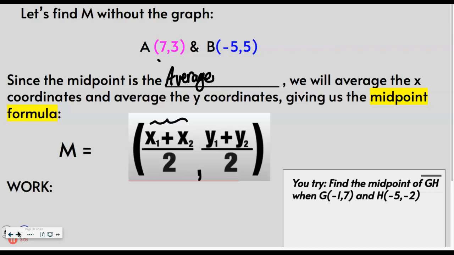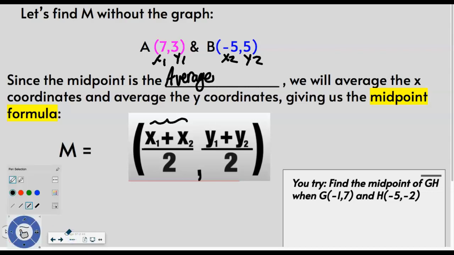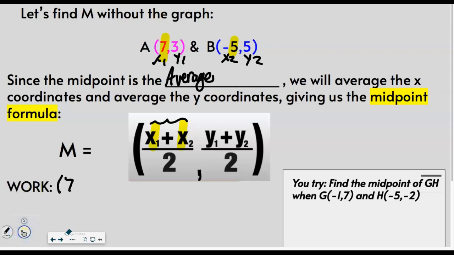Let's go do that. Here's my first x. Here is my second x. Here's my first y. Here's my second y. I'm going to average the x's by adding them up and dividing by 2. Let me grab my highlighter here real quick. So I'm going to take these x's and add them up, 7 plus -5. Let's show our work right here. We have 7 plus a -5, and we're going to divide it by 2.